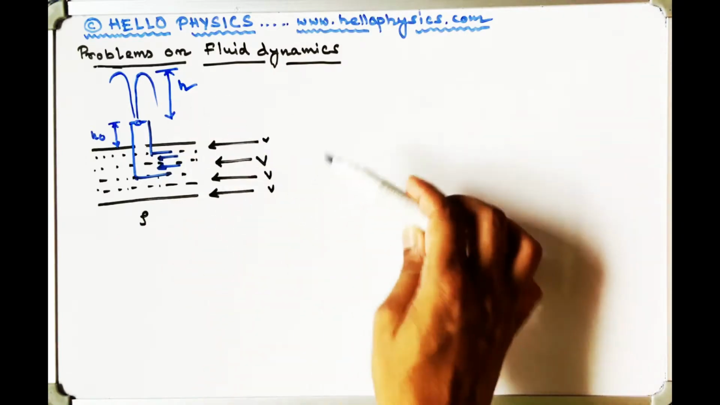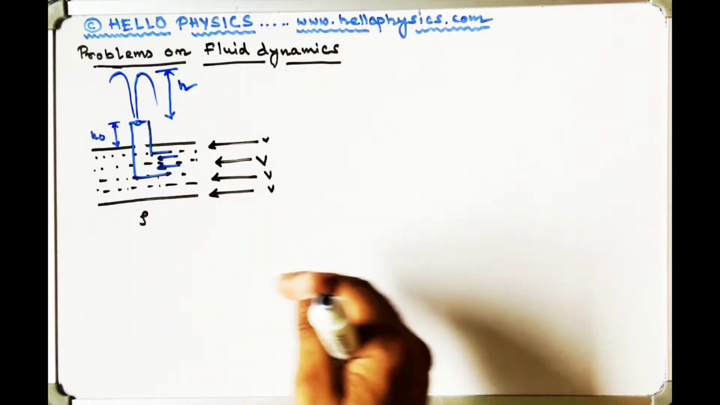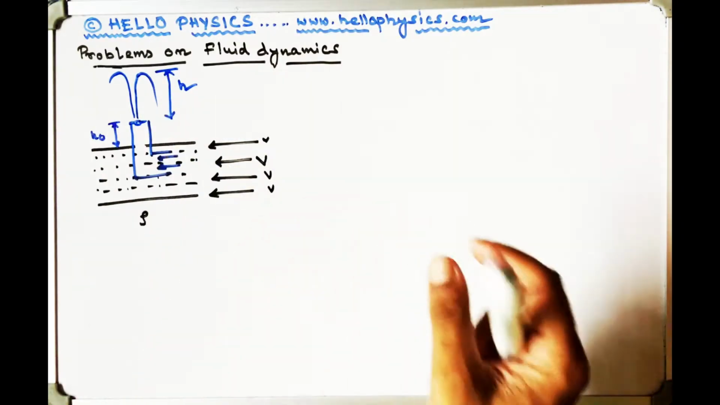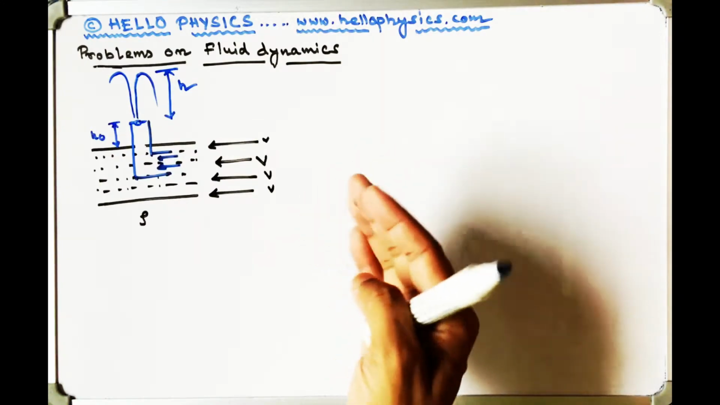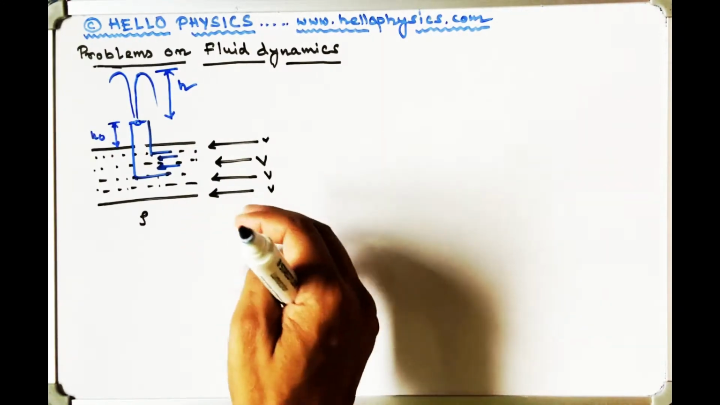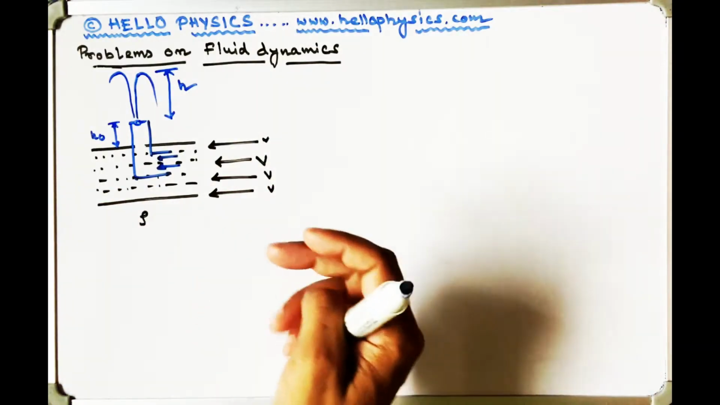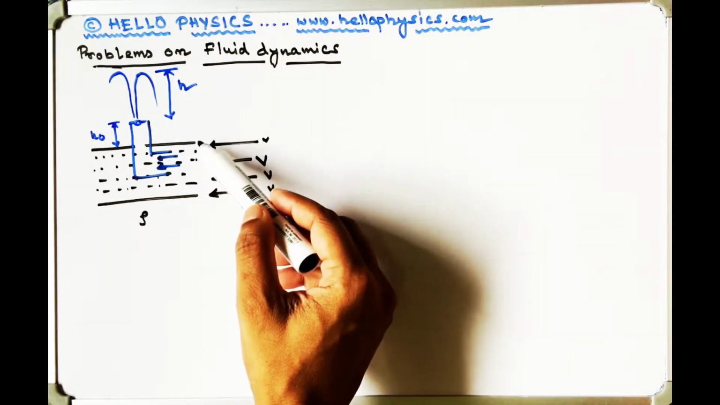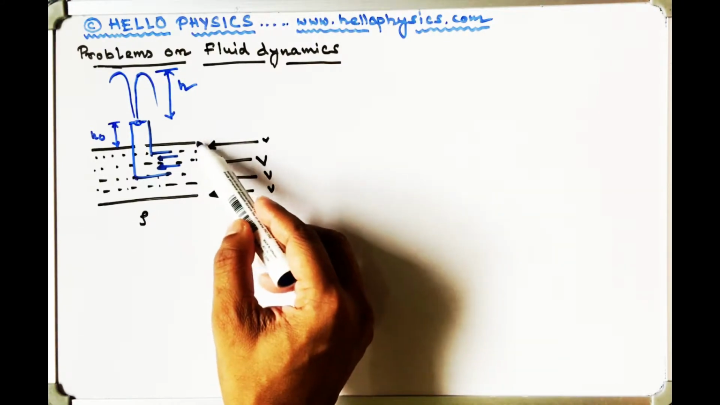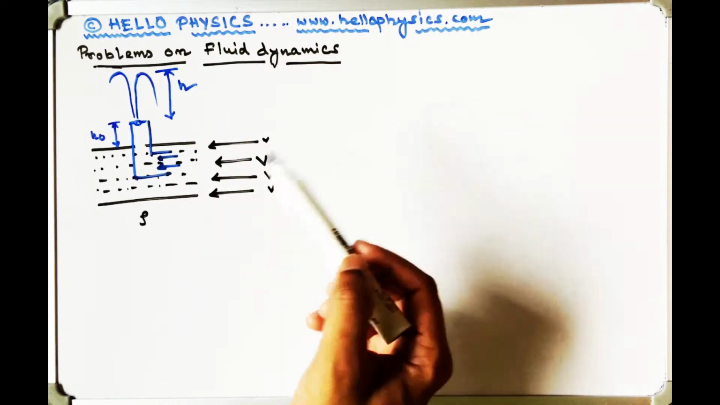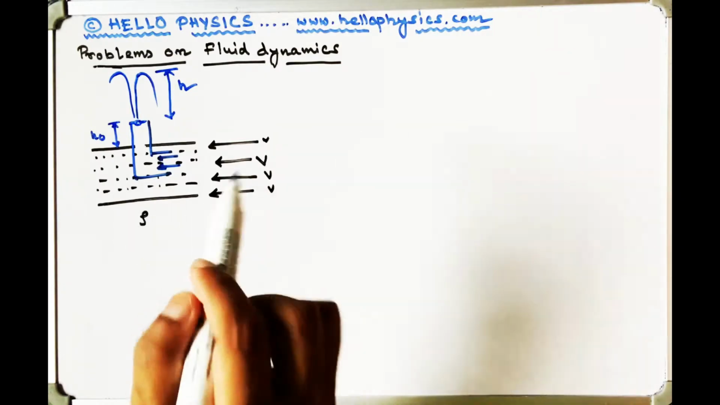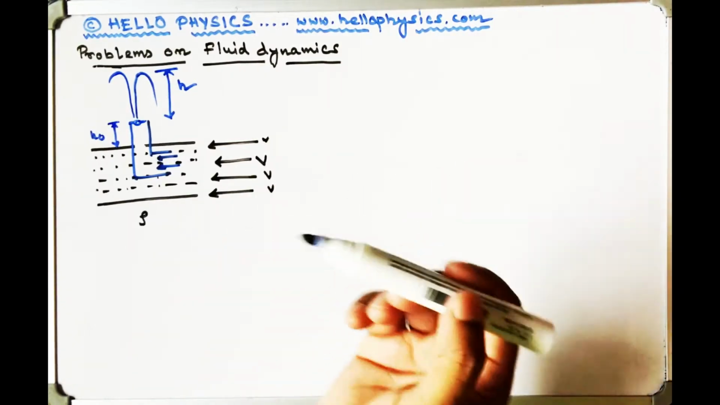Let me explain. A stream of fluid is flowing. You can assume that it's a river. It's a river which is flowing with a velocity of v. The river of course has a depth, but the velocity of the flow is constant throughout. At the upper point, it's the velocity v. At the lower point, it's the velocity v. There is no viscosity and the fluid is flowing.